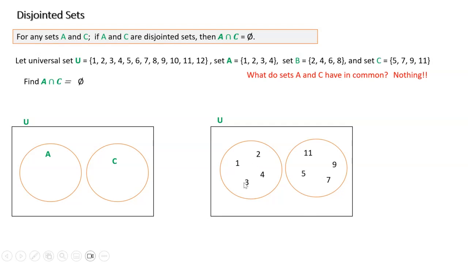So we got 1, 2, 3, 4, 5. What's missing? The 6 is missing, so we need to put the 6. There's my 7, we need to put the 8. There's my 9, we need to put the 10. There's my 11, the 12 is missing. So that's how you represent it.